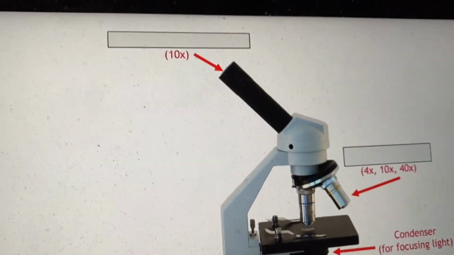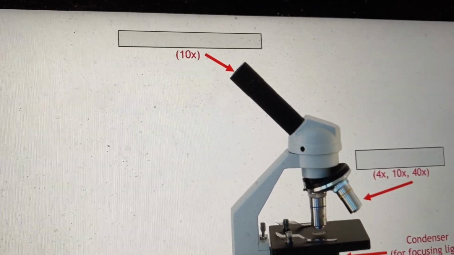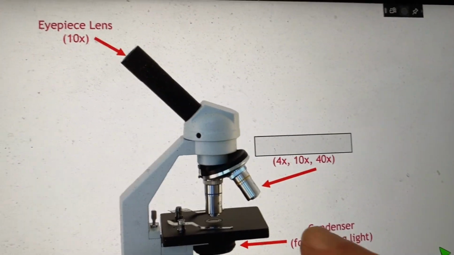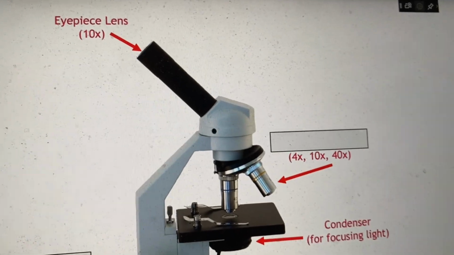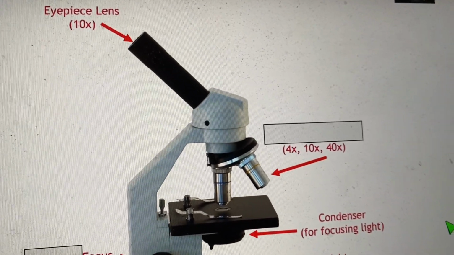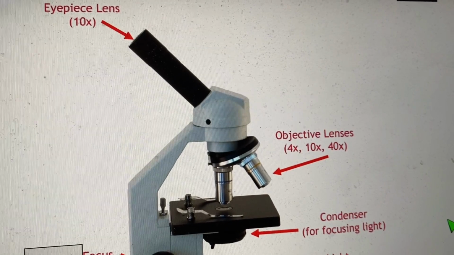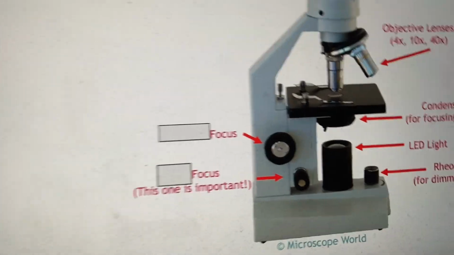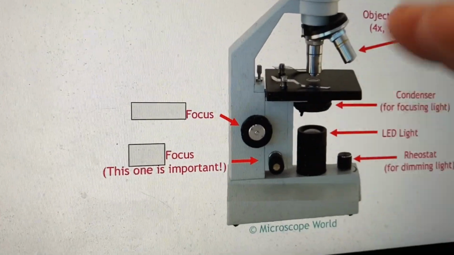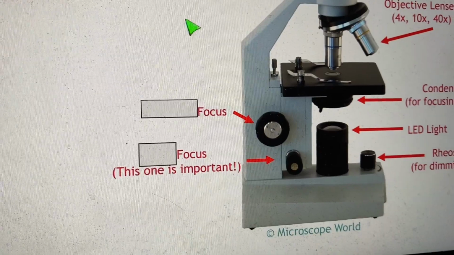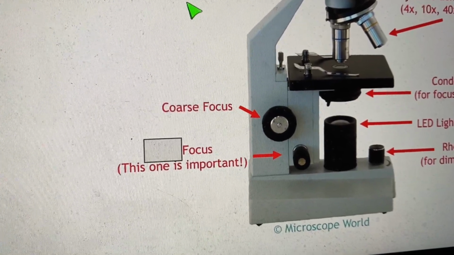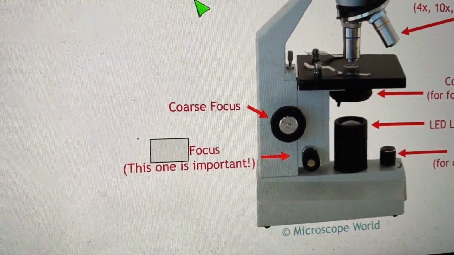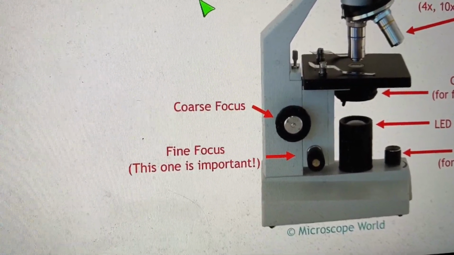How about this part, the part you look through? What's that called? Good, that's called the eyepiece lens. And then how about the other lenses that you use? There's three of them. We call those objective lenses. And then of course there's two knobs on the side, both of which do the same thing. They move the stage. The one on top is called the coarse focus, and the one on the bottom, which does the same thing almost imperceptibly, is called the fine focus.